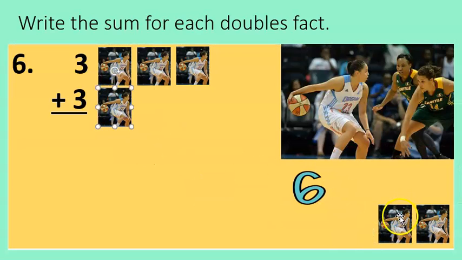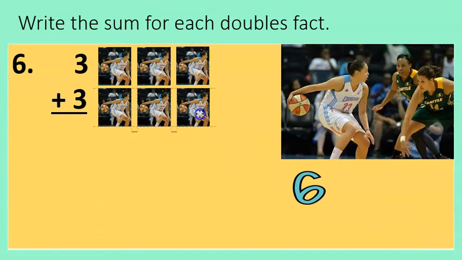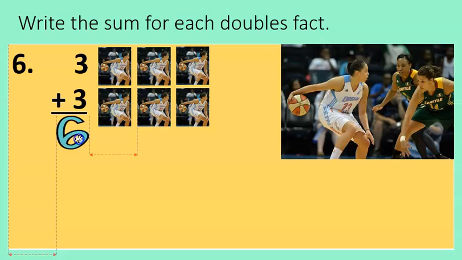We have 1, 2, and 3. Okay, boys and girls, now this is a doubles fact because we have 3 basketball players at the top and 3 basketball players at the bottom. Therefore, it's a doubles fact. Now all we do is we count up our basketball player. Let's count. 1, 2, 3, 4, 5, 6. So our answer here is going to be 6. So boys and girls, 3 plus 3 equals 6 based on our doubles fact photos here.